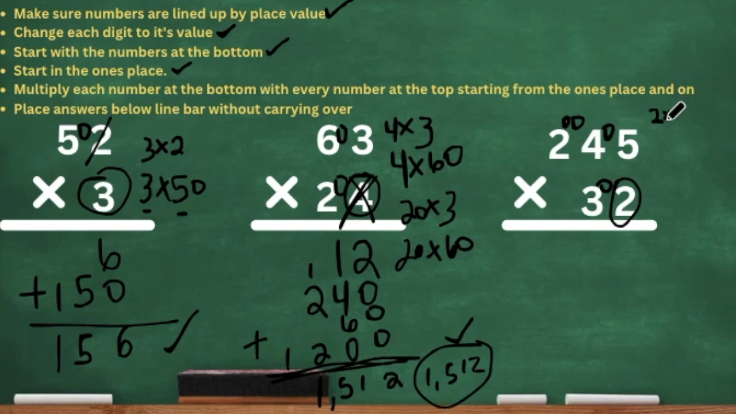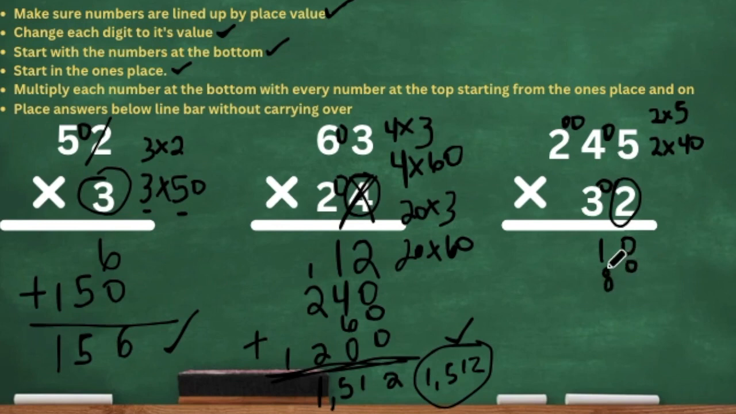First I'm going to do 2 times 5, and 2 times 5 is 10. So I'm just going to put 10 there. Next I'm going to do 2 times the 40. I'm going to write out my equation, 2 times 40, and 2 times 40 is 80. So I'm going to bring that 80 here at the bottom.